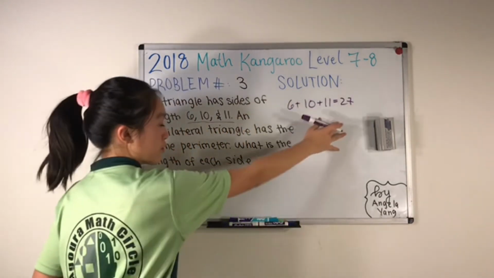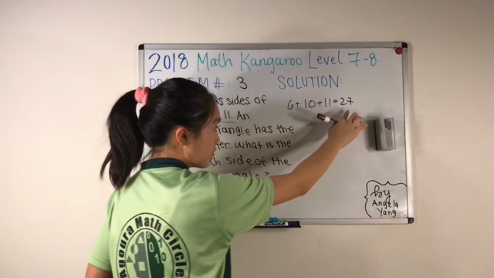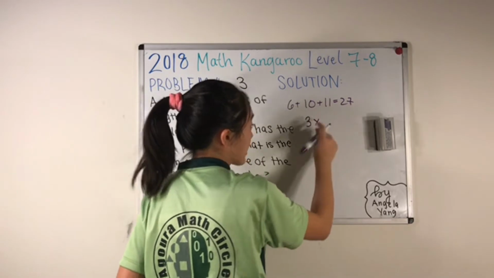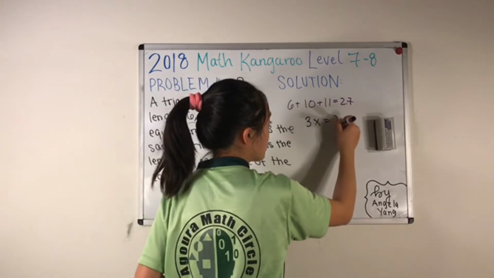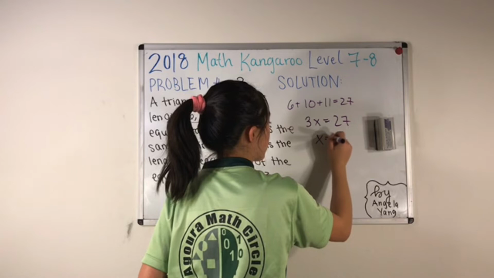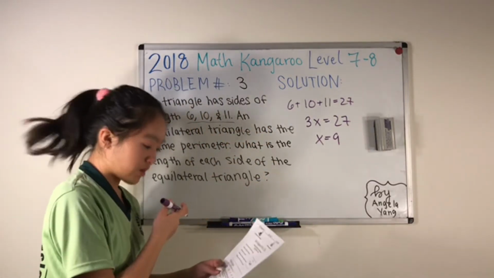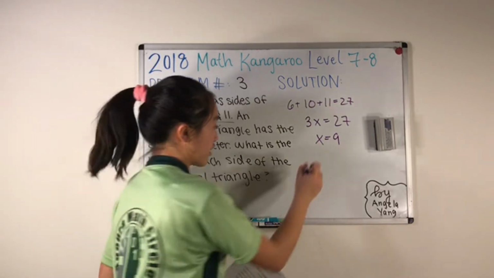Now if we're doing the perimeter of an equilateral triangle, we have to divide this by 3 because there are 3 equal sides. So let's say x is the length of each side. 3x equals 27. So x equals 9. So each side of the equilateral triangle has a length of 9, which gives us the answer of letter B.